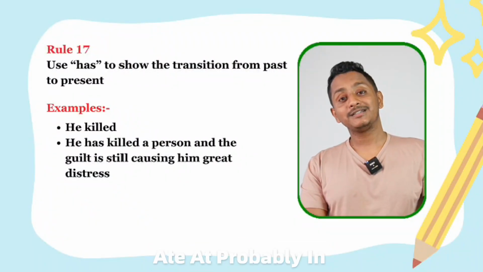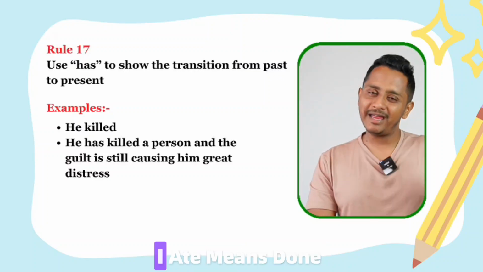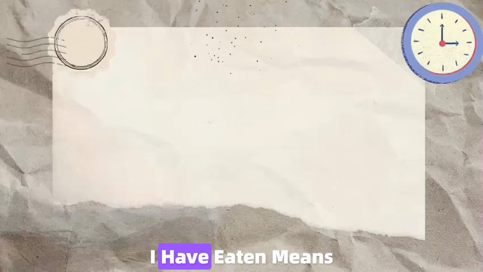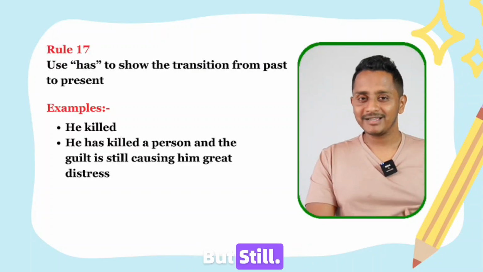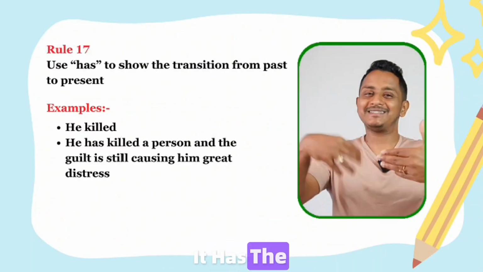I ate, probably in the morning, I'm very hungry. I ate means done and dusted. I have eaten means it's not done and dusted. You have eaten, you finished eating, but still it is causing you some trouble, it has significance.